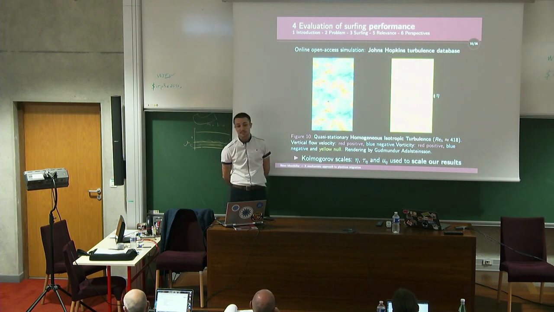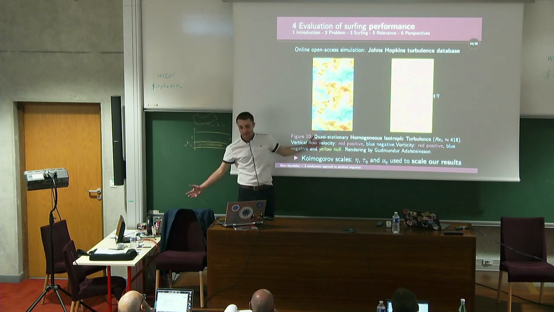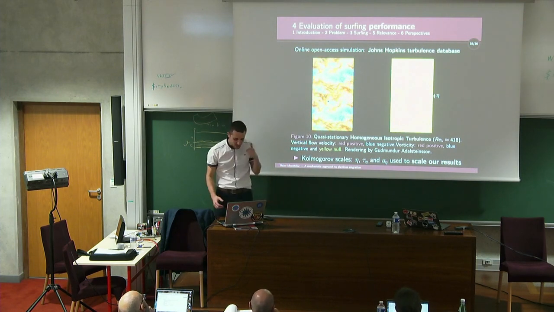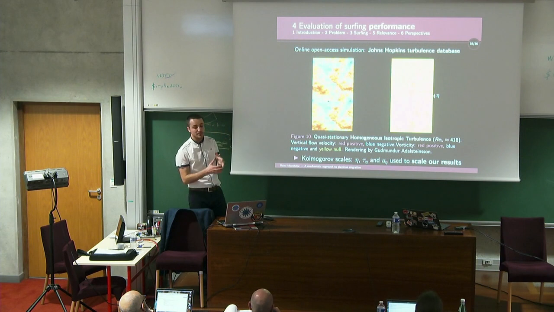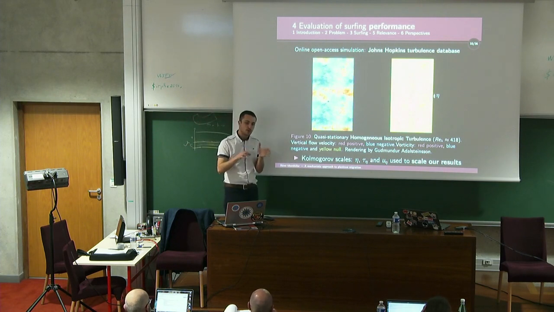Of course we could use a lot of different scales because turbulent flows have multiple scales. One first thing that we can note is that because it's based on a succession of gradient ascents, we are locally only able to use the smallest scales of the flow.